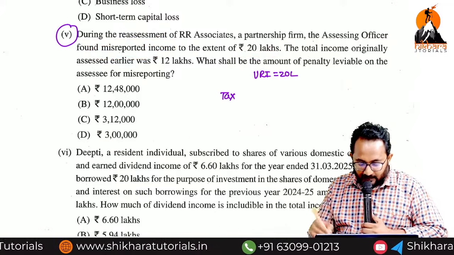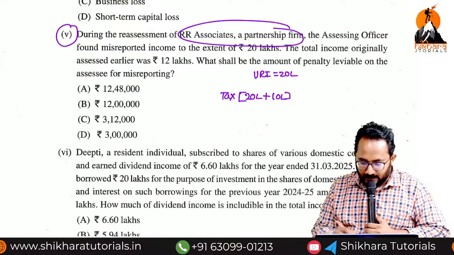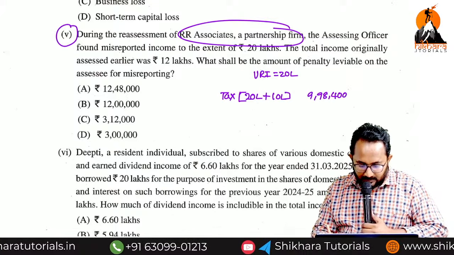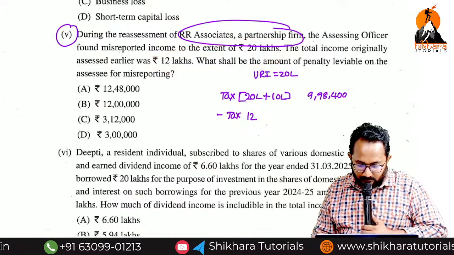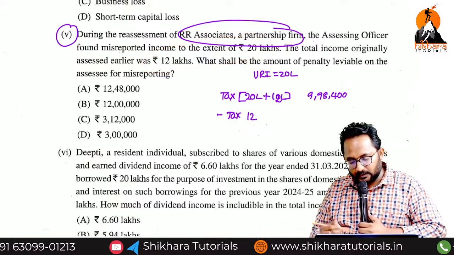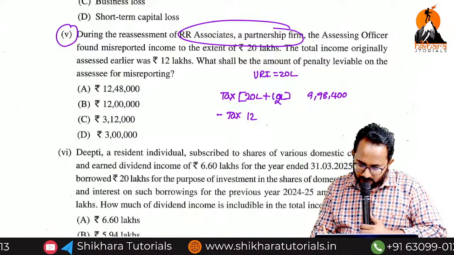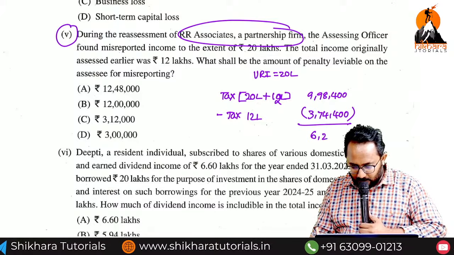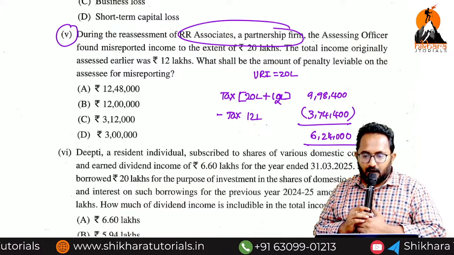First please calculate tax. How can you calculate tax? 20 lakh plus 10 lakh related tax. Here it is a partnership firm, so you can apply the tax rate including health and education cess. You will get 9,98,400, less tax on what? On 12 lakh. Previously that was 12 lakh, so the tax is 3,74,400. Now 6,24,000 is the tax on under reporting amount.